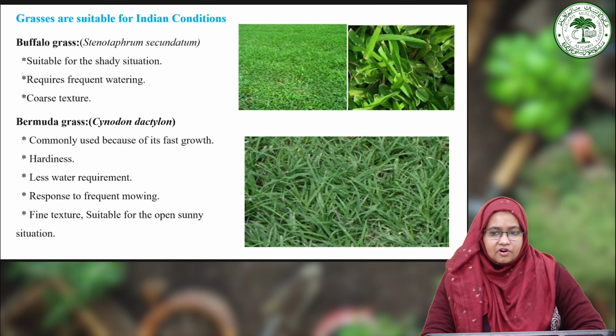Bermuda grass responds well to frequent mowing, allowing for a neatly manicured lawn appearance. It has a fine texture which is suitable for open sunny situations. Bermuda grass has a fine texture and is well suited for open sunny areas, thriving in full sunlight. This is the Bermuda grass. It's used for the preparation of lawns, and as I have told you, it is hardy and resilient, it requires less water, it responds well to frequent mowing and has a fine texture.